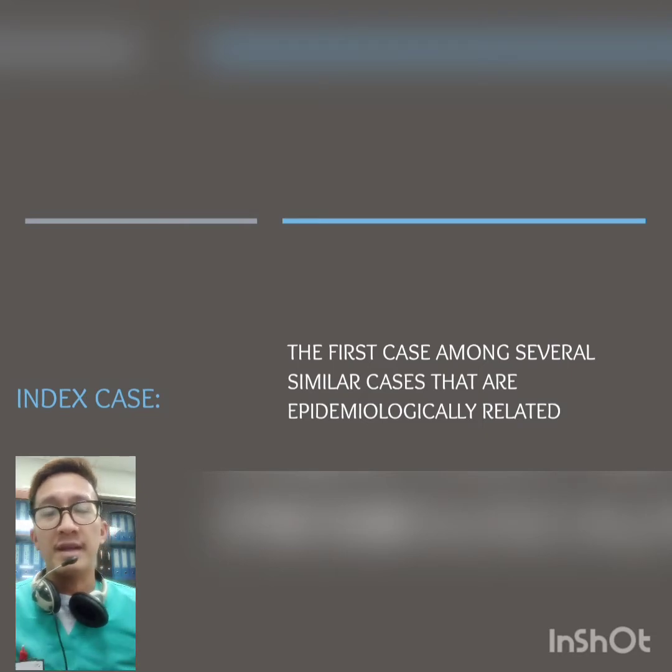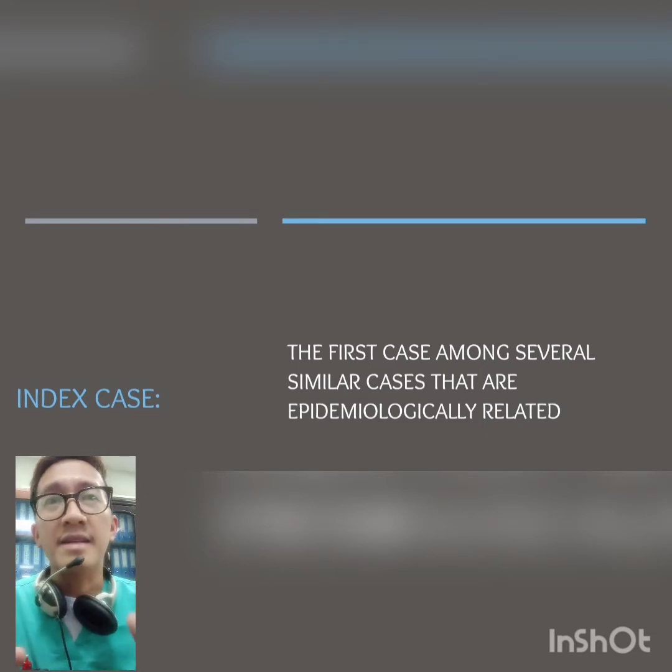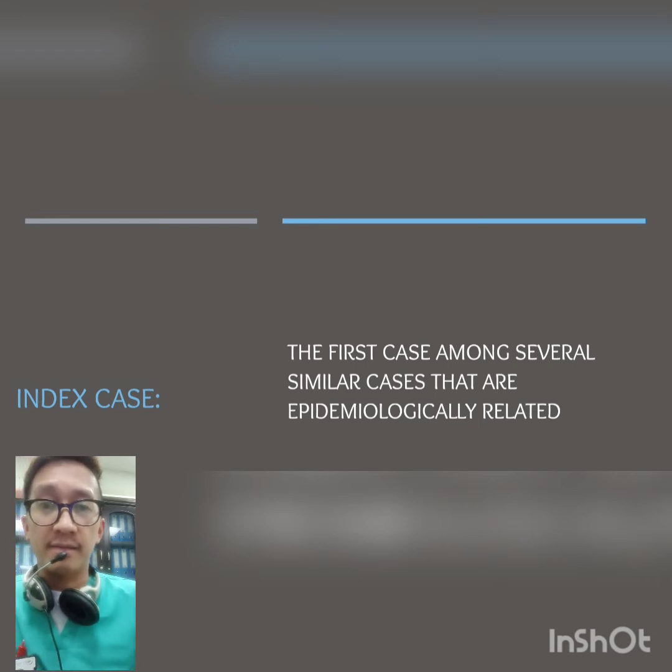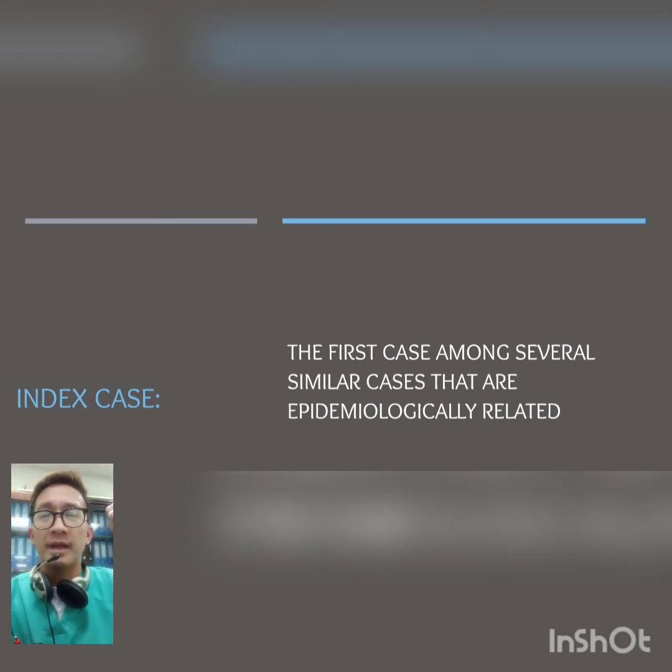Next is we have your index case. Index case, this is the first case among a number of similar cases that are epidemiologically related. Let's say, for example, if an eye doctor discovers a person has glaucoma and subsequently other cases of glaucoma are found in that person's family, that person is the index case.